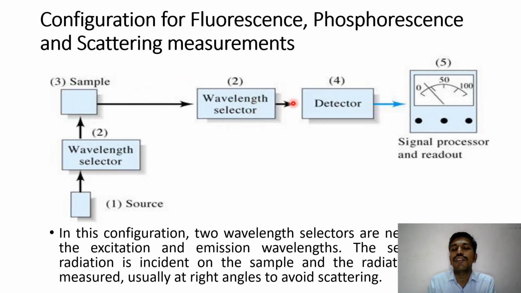After the selection of the wavelength signal, it will be detected by the photo detector, which converts the light signal to an electrical signal. Then it will be given to the display. So in this method we need two wavelength selectors. One is used on the input side, and the other will be used on the output side.